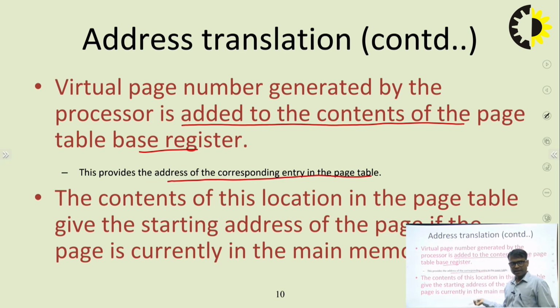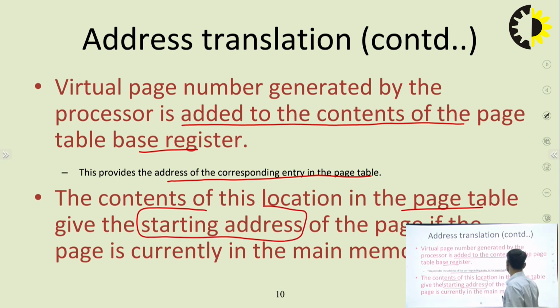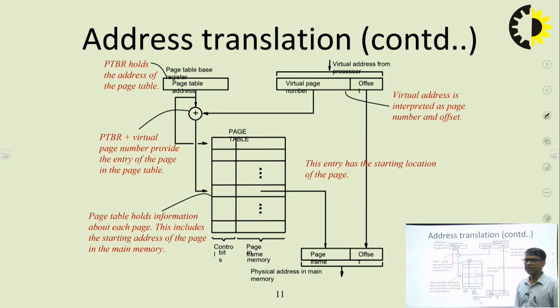We can see in the next diagram that the content of this location in the page table gives the starting address of the page, if it is currently available in the main memory. So you can see here there is one special register called the page table base register, which has the pointer to the starting of the page table.